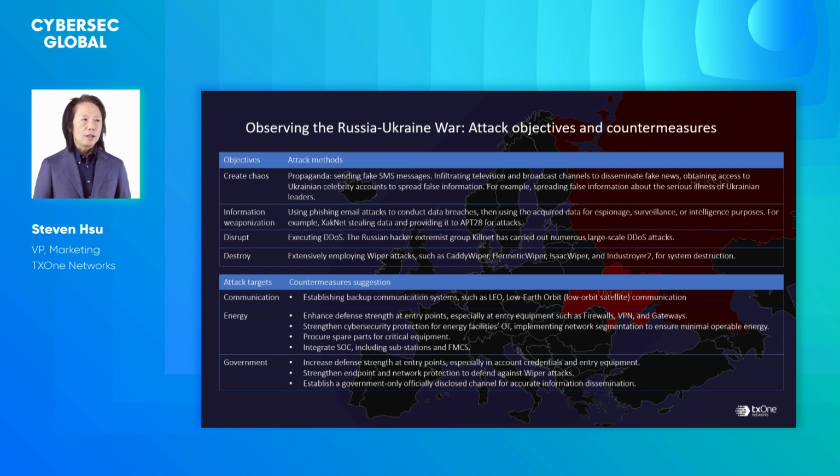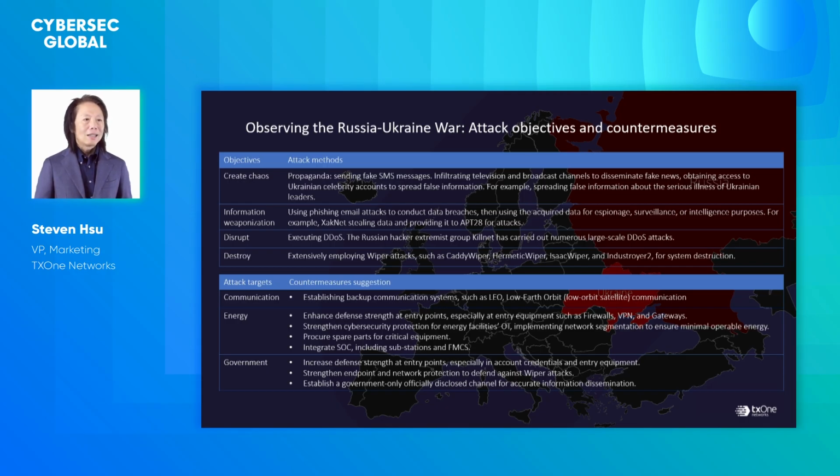In order to create disruption, they highly leverage DDoS attacks. For example, KillNet, a pretty well-known hacker group in Russia, conducted several large-scale DDoS attacks. In terms of disable, deny, and destroy, the wiper attack, they heavily leverage that. That's one observation. We try to provide the information here for you.